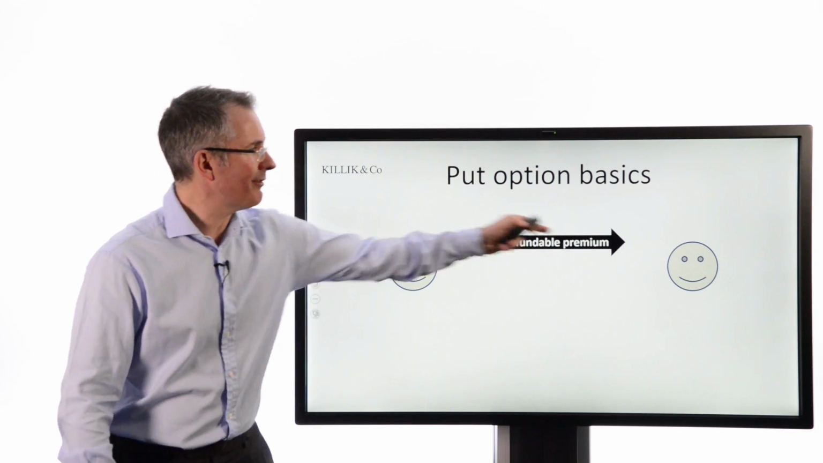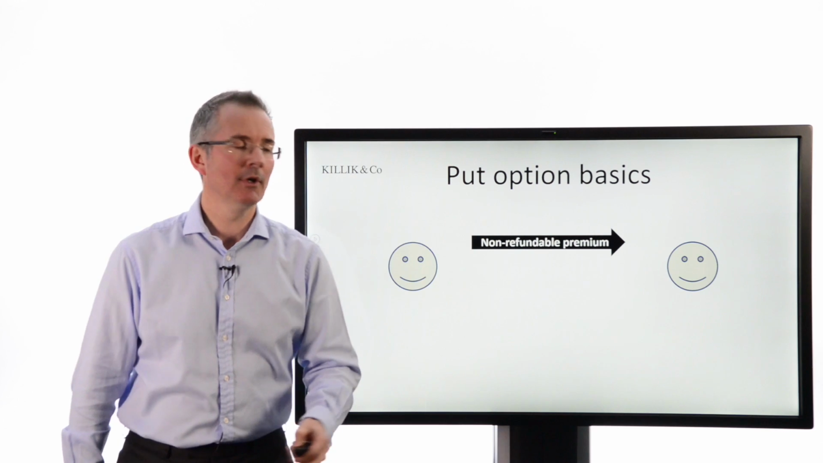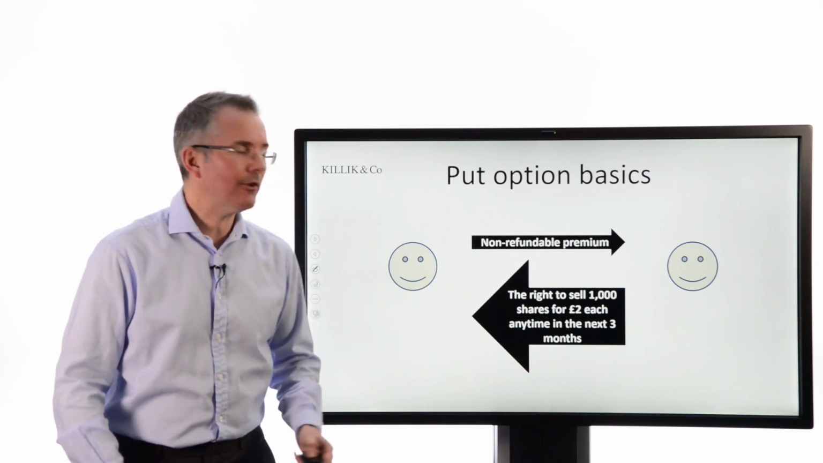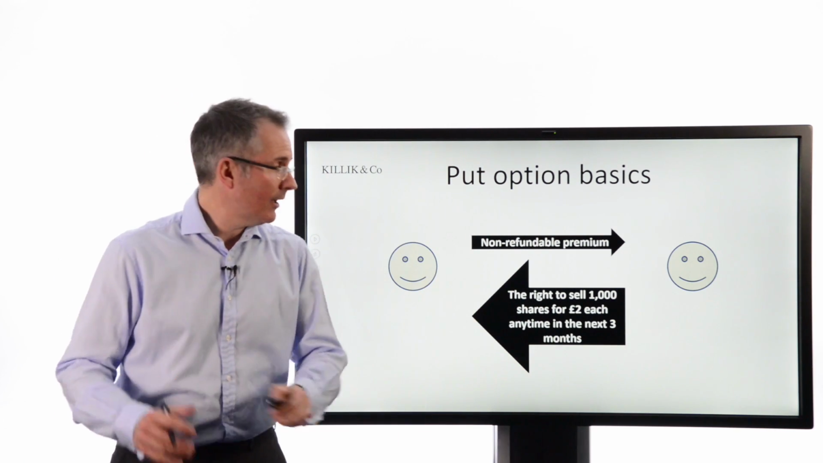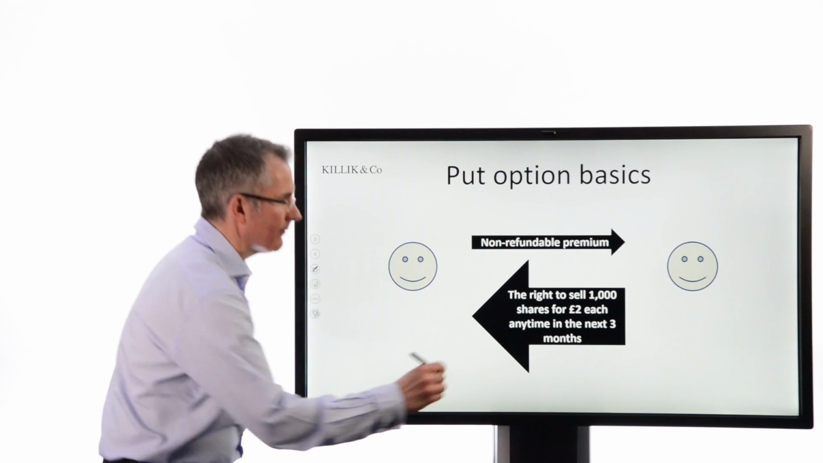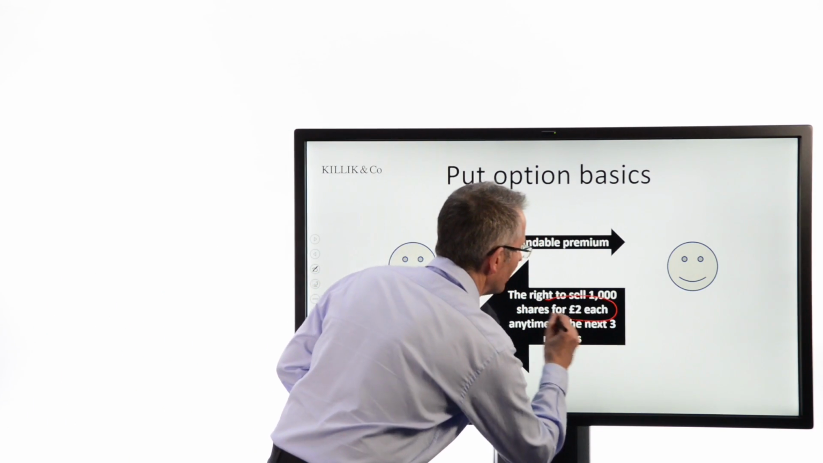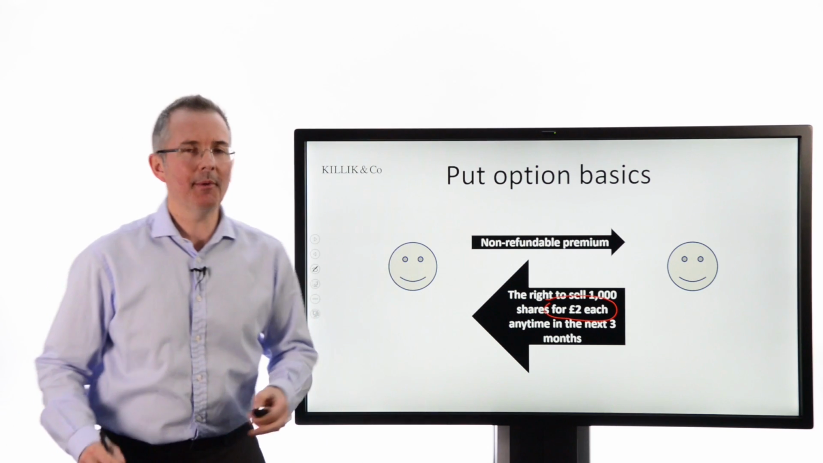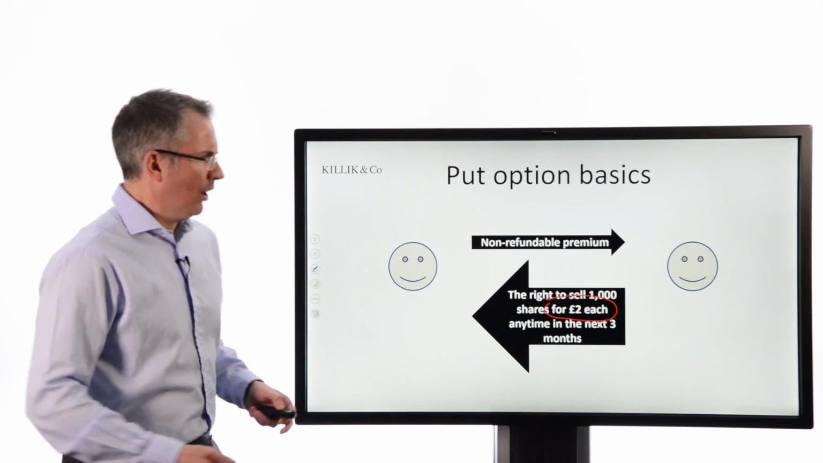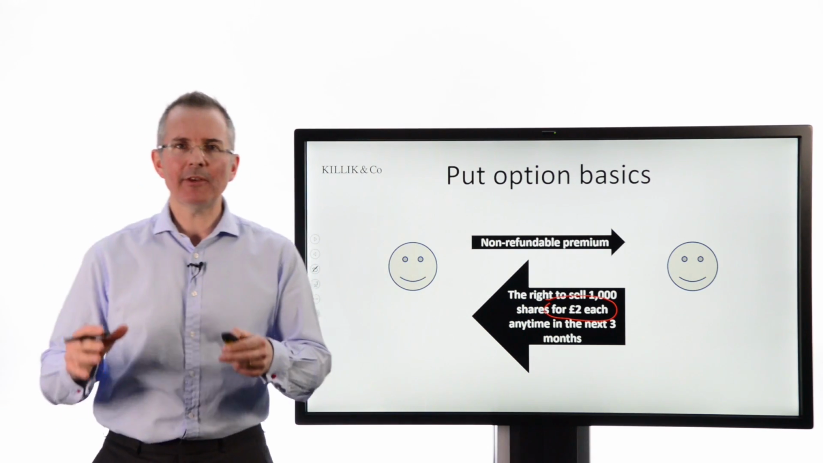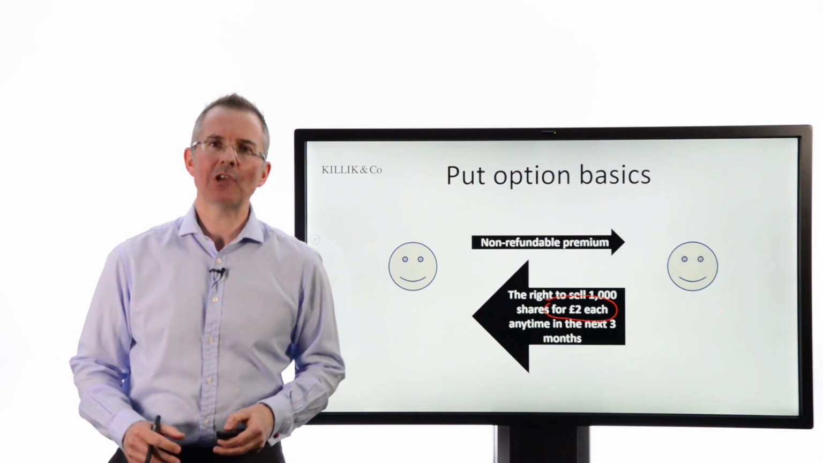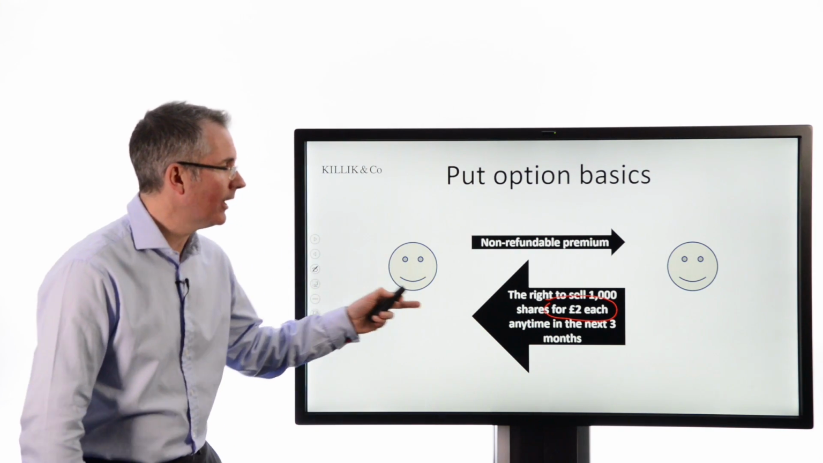One of them pays a non-refundable premium up front. In return, they get the right to sell 1,000 shares, so here it is, for £2 each. There's that fixed strike price, that's set in stone, that's not going to change any time in the next 3 months. Why would you pay for what's essentially a piece of paper? Unless you're mad or a charity, why would you do that? Well, there must be a reason.